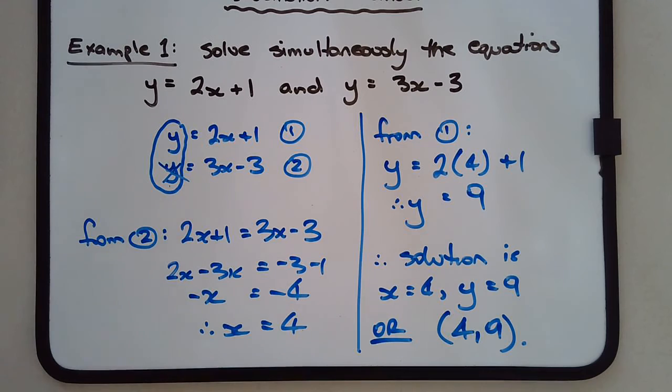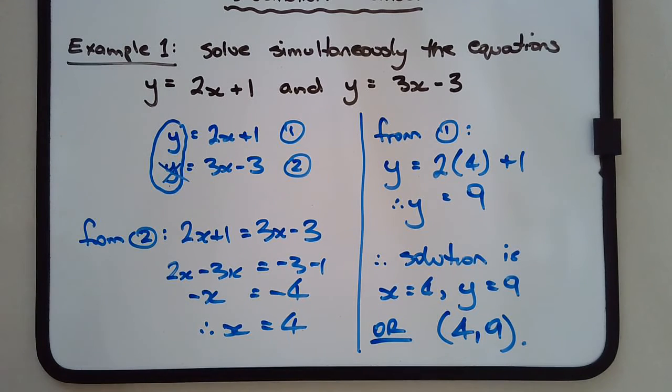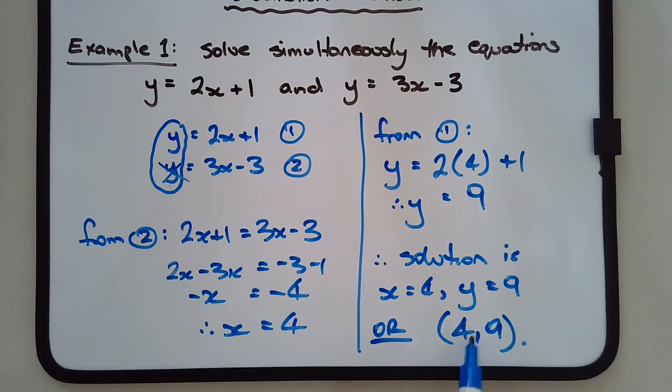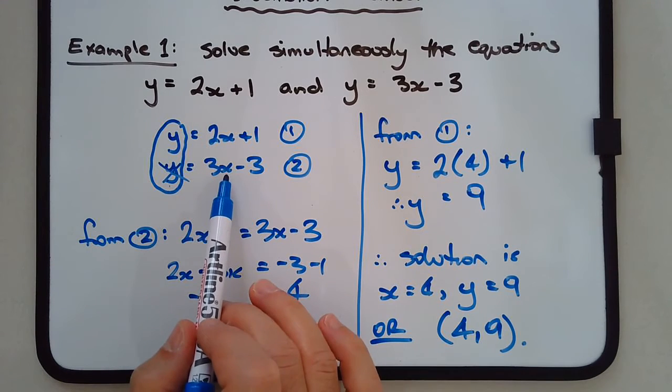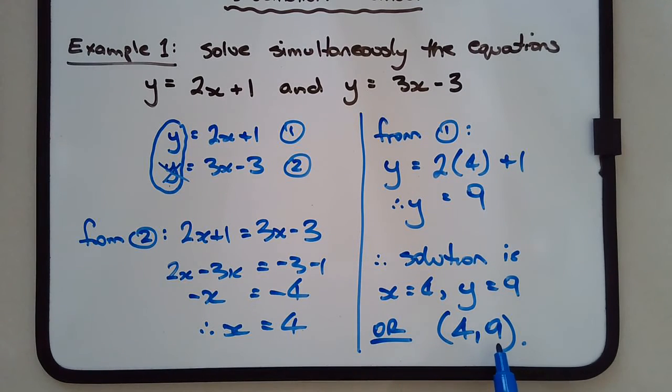Now, of course, we need to check that solution. So if you take the solution 4, 9, and substitute it into both equation 1 and equation 2, the left-hand side should equal the right-hand side, and it does. So equation 1, we've already used that to get our solution. Let's just check equation number 2. 3 times 4, that's the x value. 3 times 4, 12 minus 3 is 9, and that's our solution there. So we're happy with that.